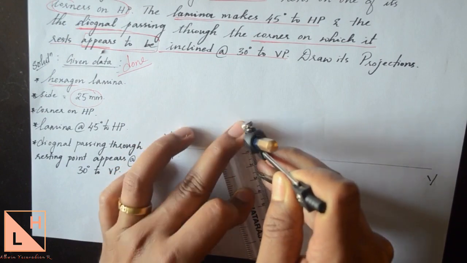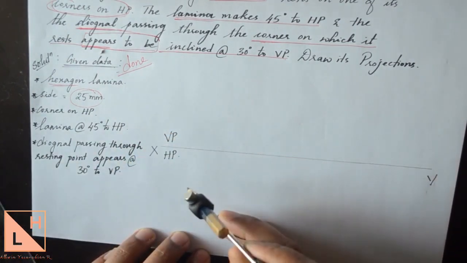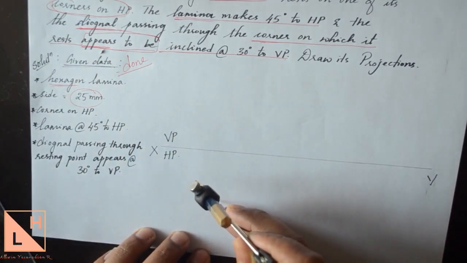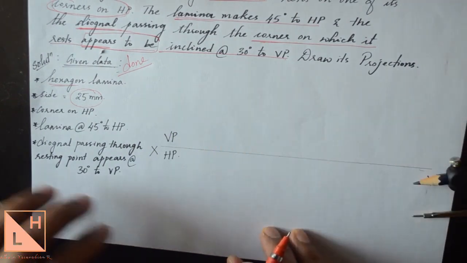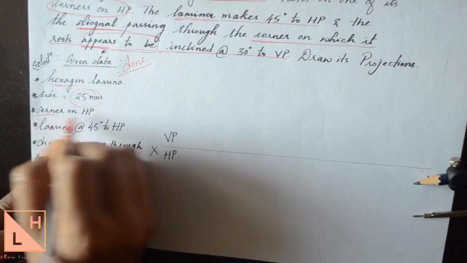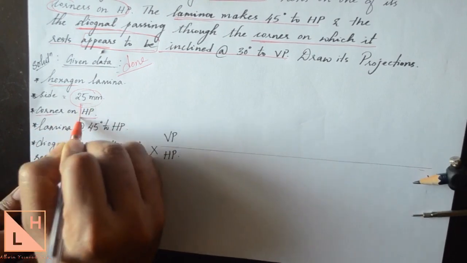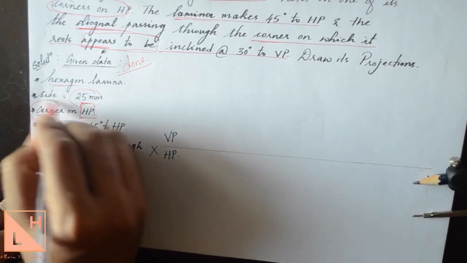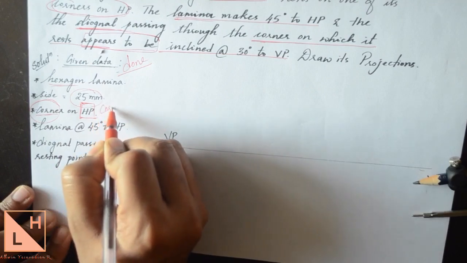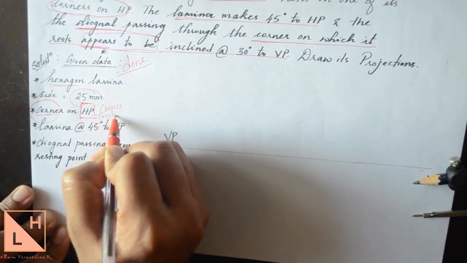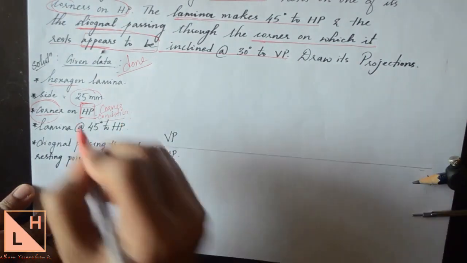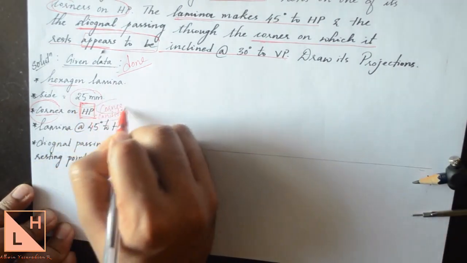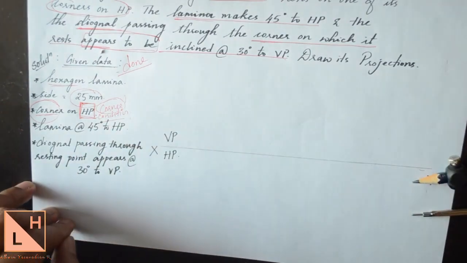The question you need to ask yourself after this measurement is whether you need to draw the hexagon on HP or on the vertical plane, that is VP. You will get the answer immediately in the next given data in the problem. See where the lamina is resting. It's resting on a corner on HP. Since it is given corner on HP, this is a corner condition problem. So it is clear that since the corner is on HP, you need to draw the plane figure on HP itself.